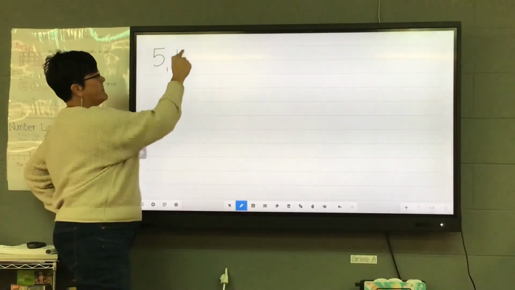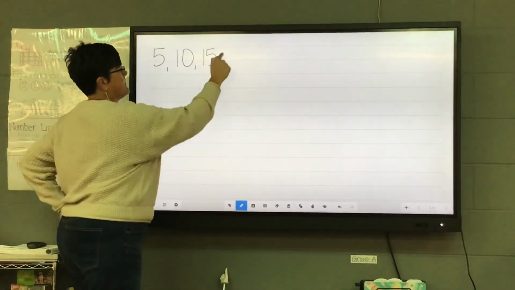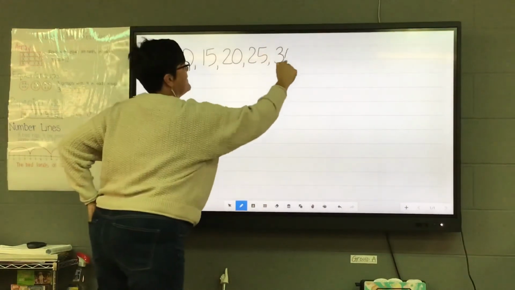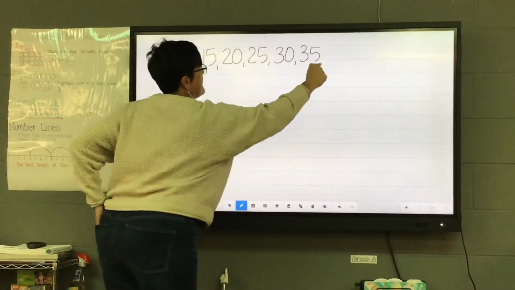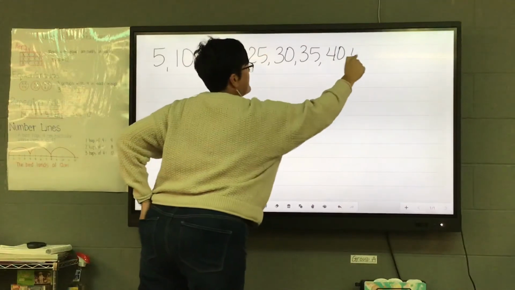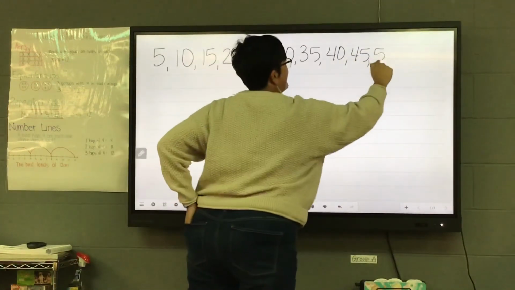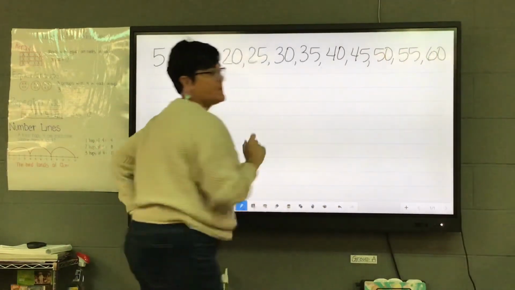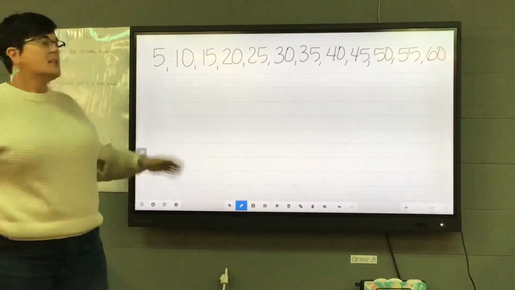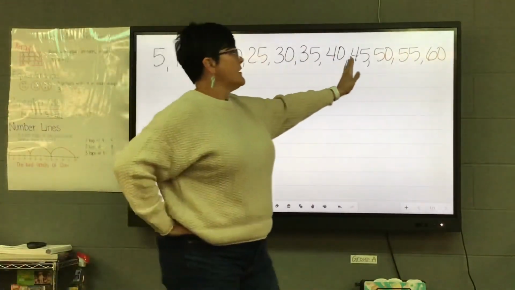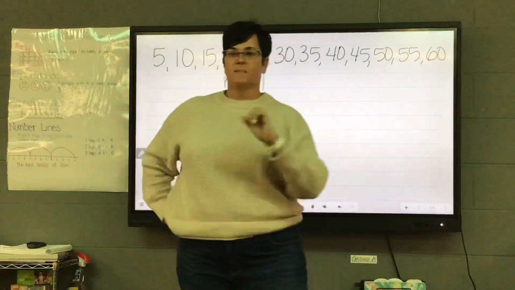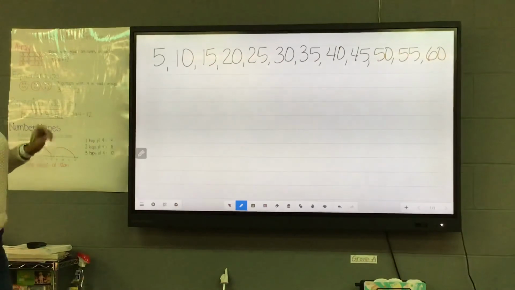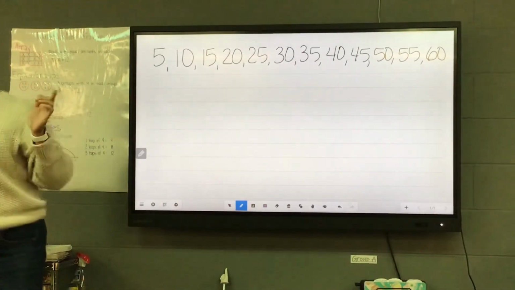5, 10, 15, 20, 25, 30, 35, 40, 45, 50, 55, 60. That's 12 times? Yes. Okay, let's use these numbers to help us figure out what 7 times 5 is.